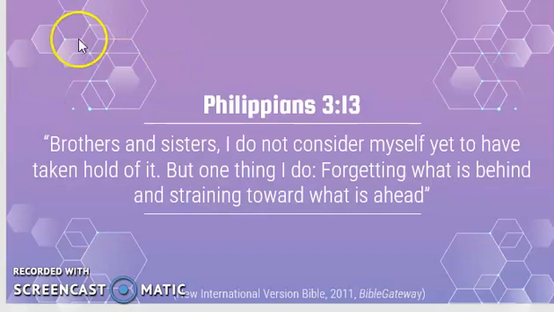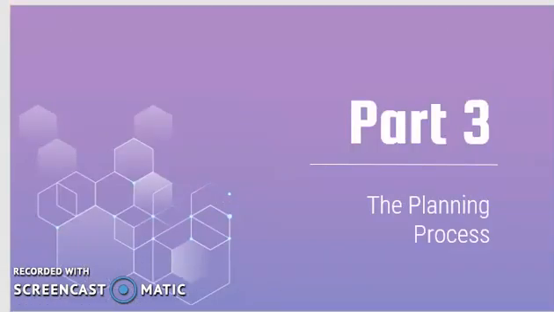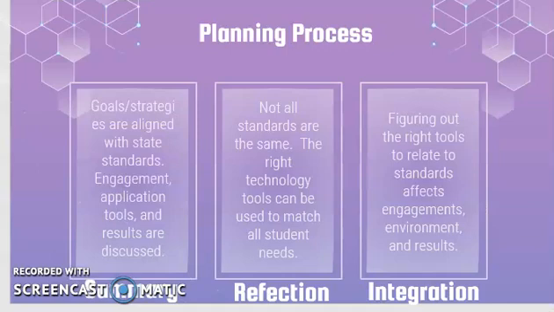So we're going to go ahead and move on and look at the third part, which is the planning process. Overall, it focuses on the goals and strategies that are aligned with state standards. There's also engagement, application tools, and the results of that are discussed within this section.